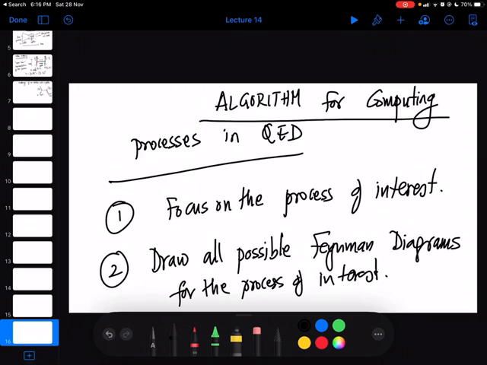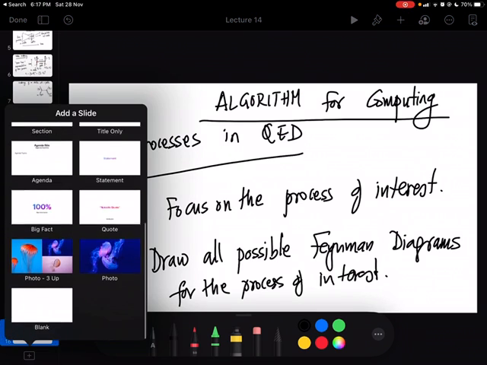Now, the second step looks a bit tricky. It looks like you may ask, how are we sure that we are not missing some diagrams? Yes, that's a good question actually. It could be non-trivial in complicated cases. For QED, you don't really hope that you will miss diagrams, at least in lower order, in the first order in perturbation theory. So I'll try to give you some examples.